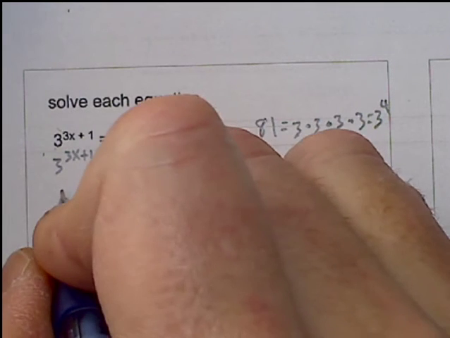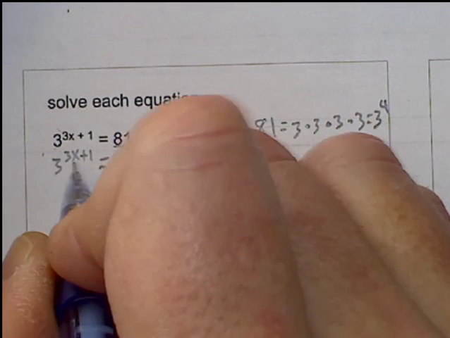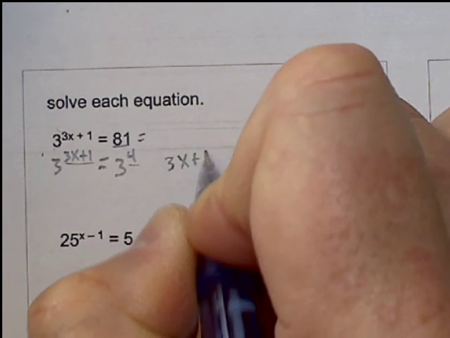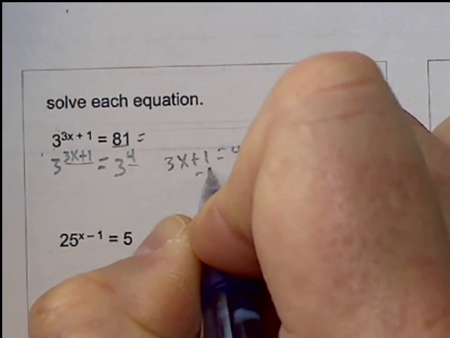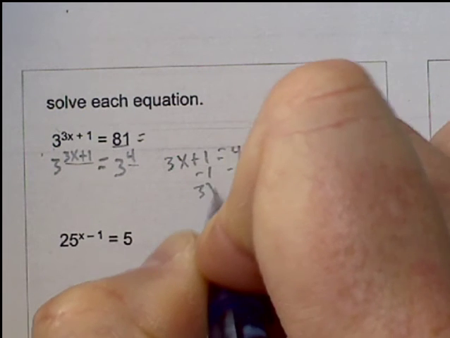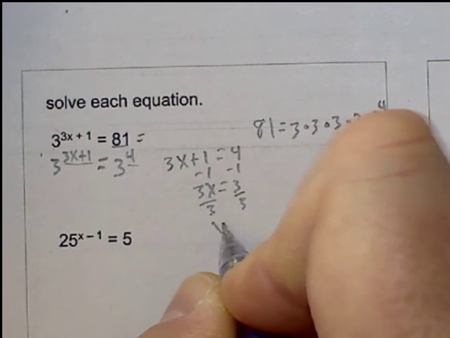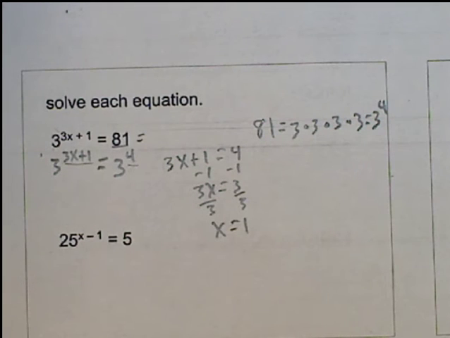So now that I have the same bases, I can set the exponents equal to one another. 3x plus 1 equals 4. Subtract 1, 3x equals 3, divide by 3, so x is 1. Okay? You with me? All right.